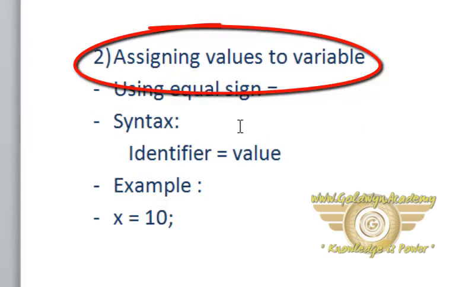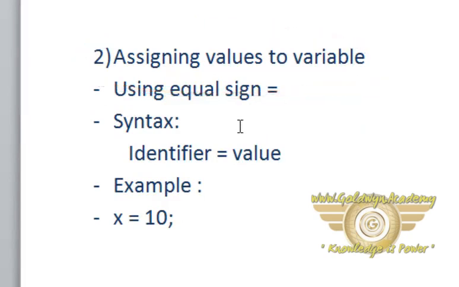Assigning a variable means assigning values to the declared variable using the equal sign. This is the syntax for assigning a variable: identifier is equal to value. Here, identifier means a variable which is already declared. This is the example of assigning values to a variable. Here, value 10 is assigned to the variable.